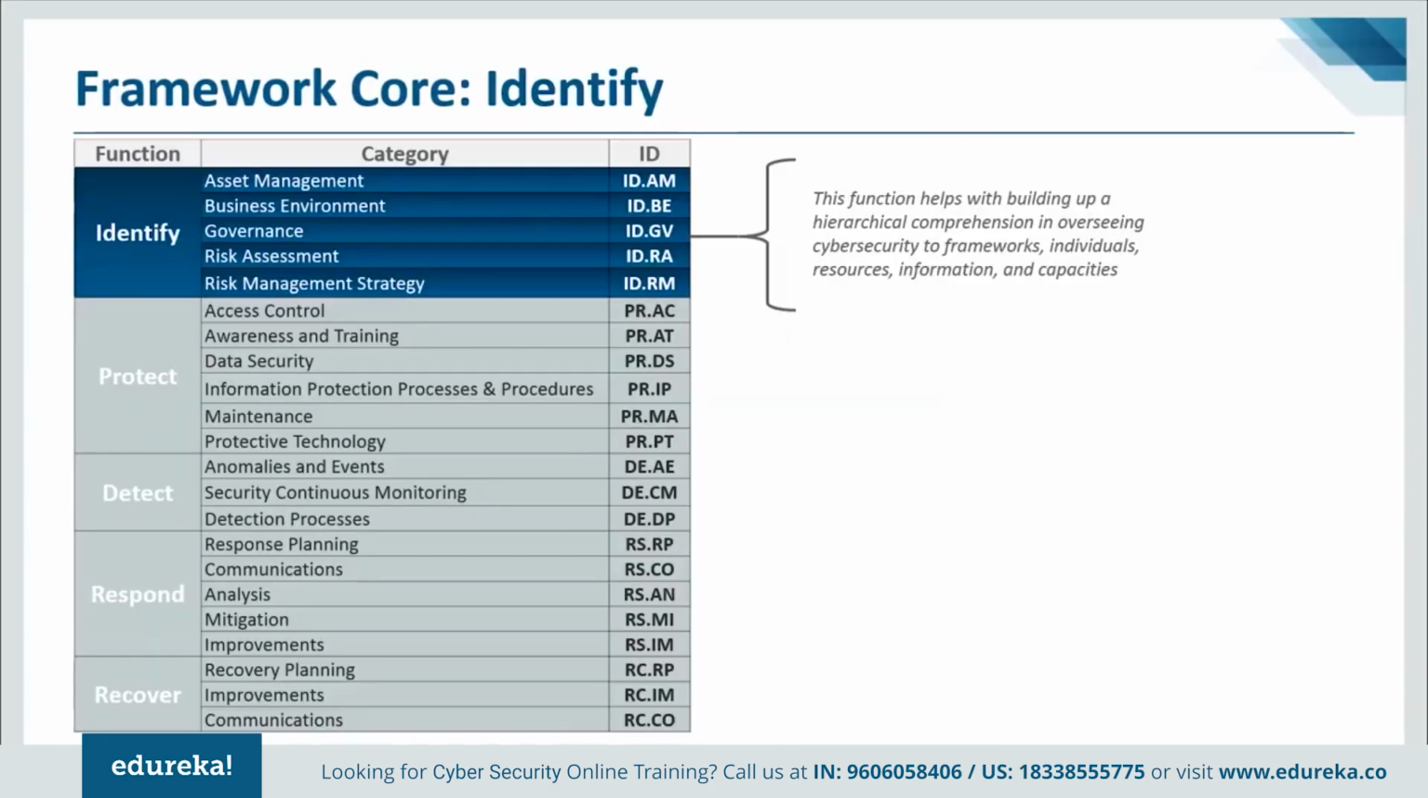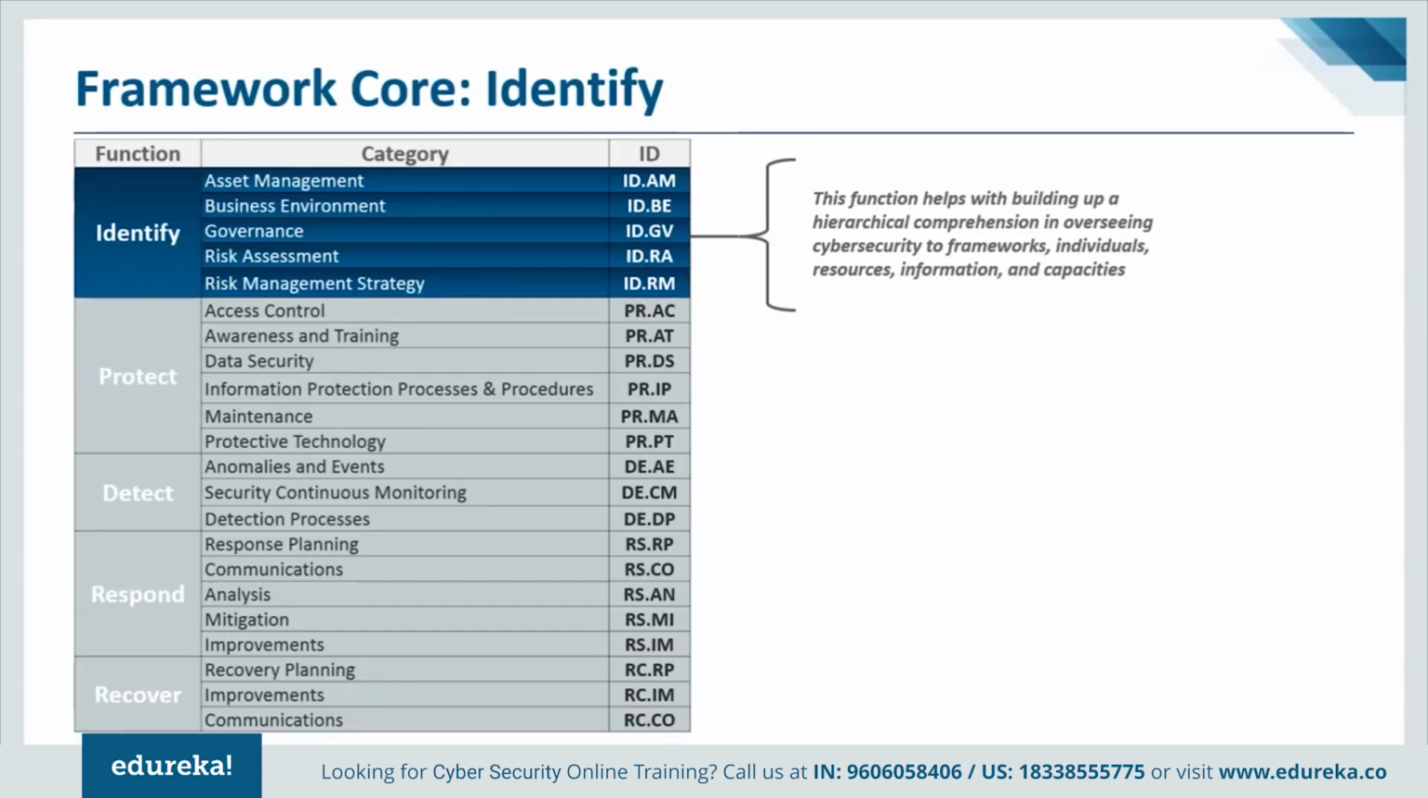So the first function is identify. It helps develop an organizational understanding to manage cybersecurity risk to systems, people, assets, data, and capabilities. The activities in the identify function are foundational for effective use of the framework. Understanding the business context, the resources that support critical functions, and related cybersecurity risks enable an organization to focus and prioritize its efforts consistent with its risk management strategy. Examples of outcome categories within this function include asset management, business environment, governance, risk management, and risk assessment.